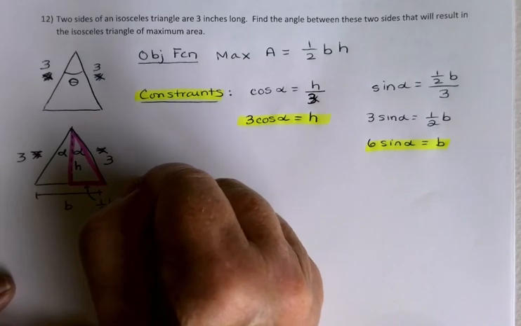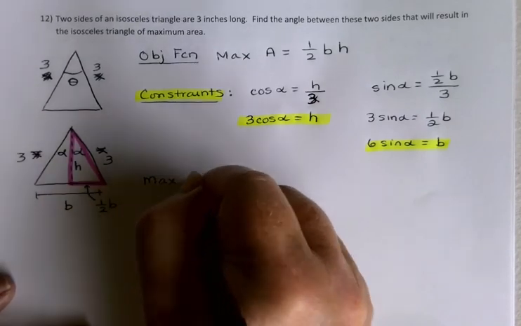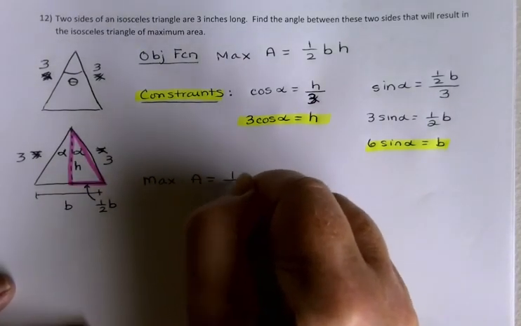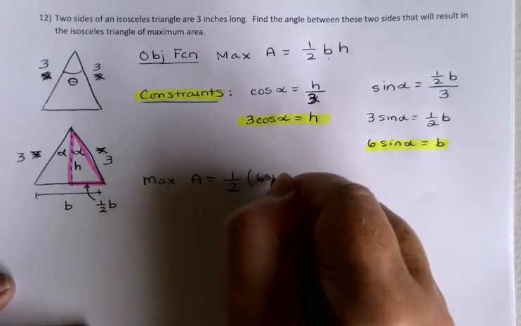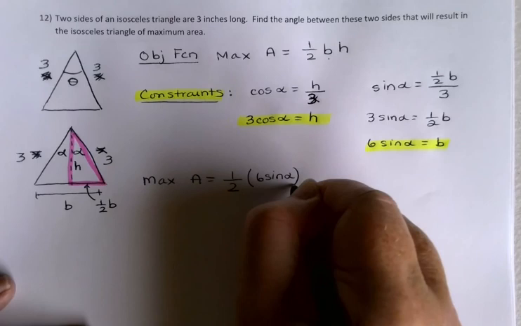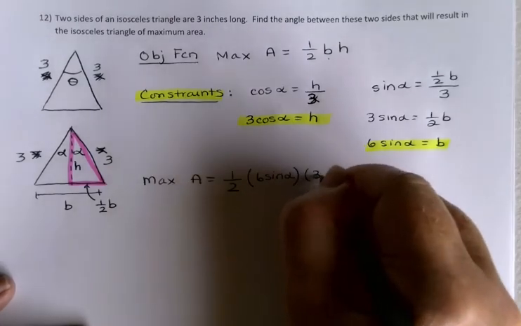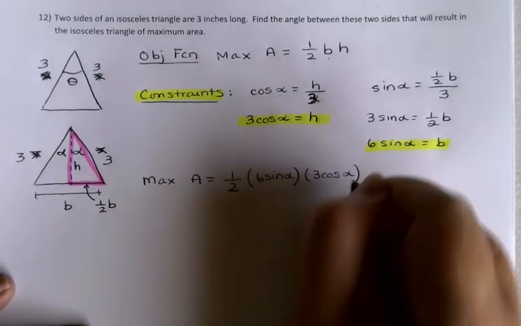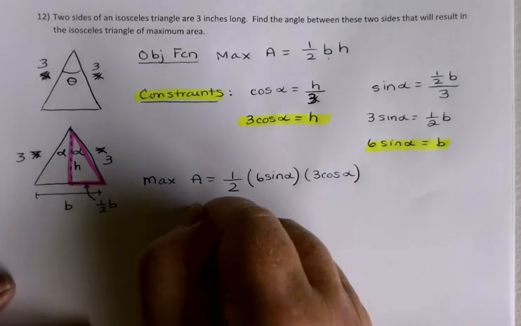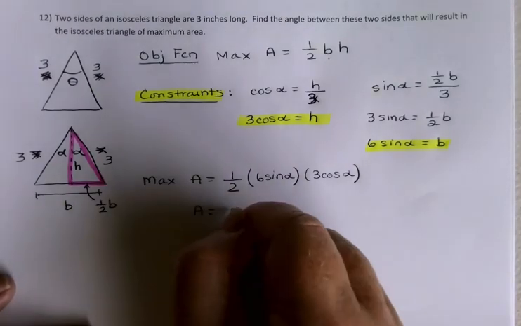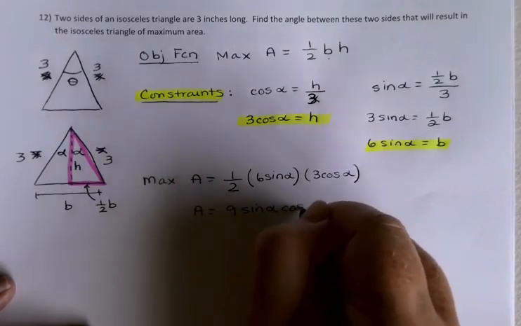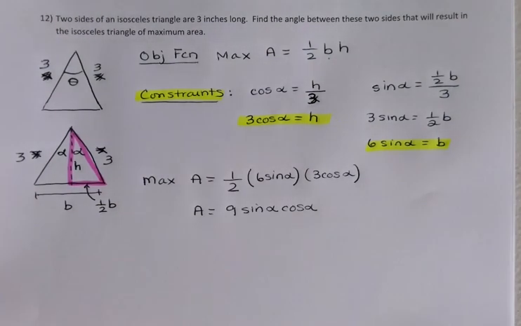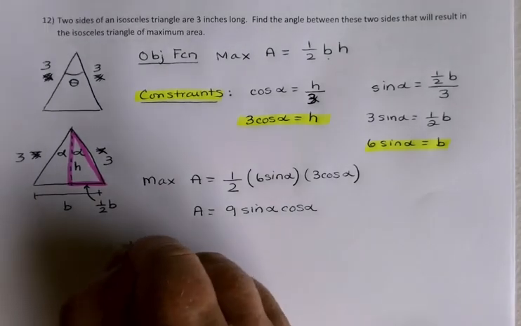So my goal is to maximize the area, 1/2 the base, which is 6 sine alpha, times the height, which is 3 cosine alpha. Half of 18 would be 9 sine alpha cosine alpha. And there's my area function. I'm ready for my first derivative test.